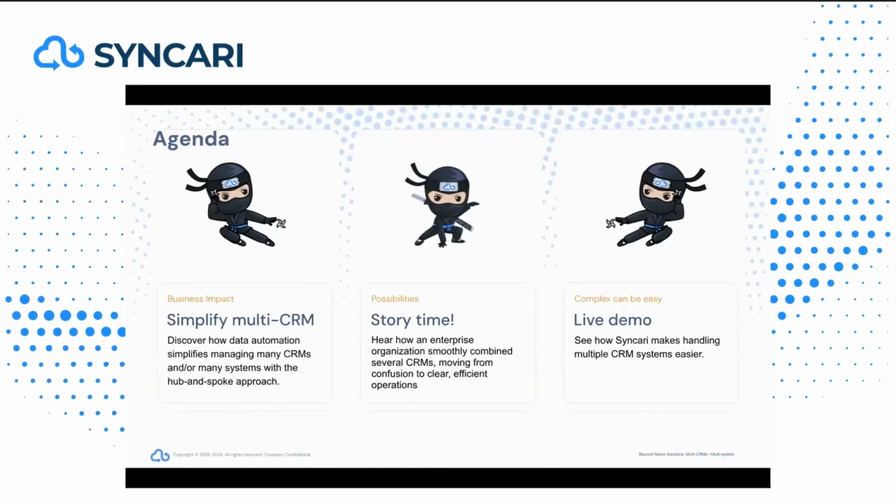The agenda is really going to be, one, how we're going to explore Synchrony's data automation with our unique hub and spoke model. Really, it's going to focus on how you simplify a multi-CRM environment. We'll talk about how companies of any size find themselves in a multi-CRM environment. We'll talk about a couple of success stories of some global enterprises that have smoothly combined a number of CRMs and different applications to streamline efficiencies, to get on the same page data-wise. And then finally, Jackie is going to lead us through a live demo, to walk through how this actually might work in practice.